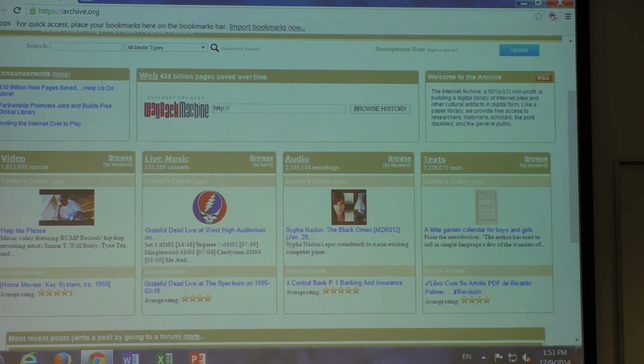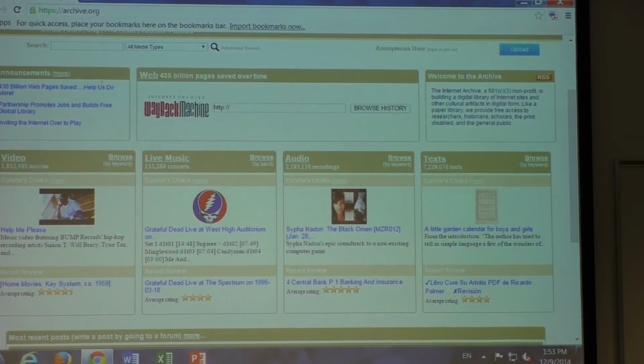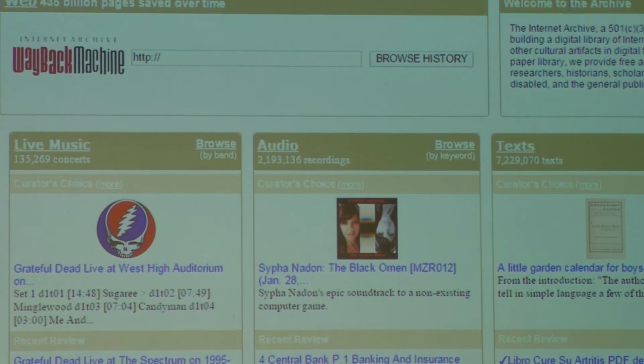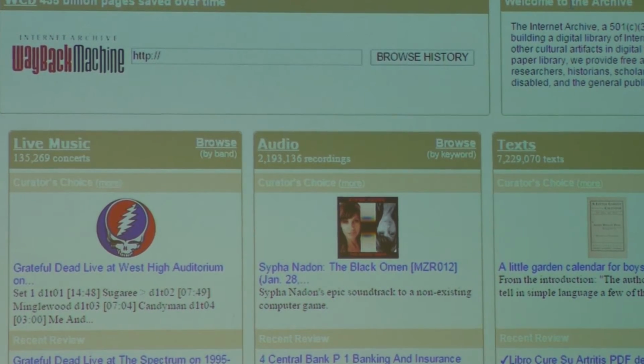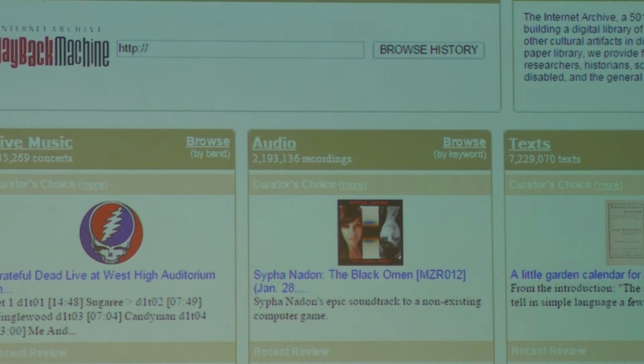And what I was mentioning is that this last week, well, I'll get to that point when we get to that. You might notice that they have Grateful Dead concerts on here. Actually, they have about 11,000 Grateful Dead concerts.